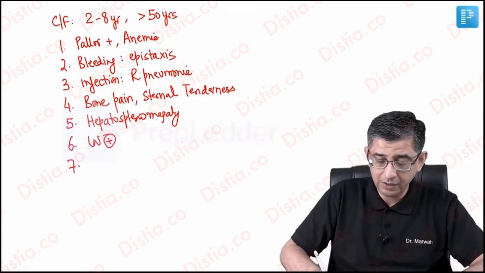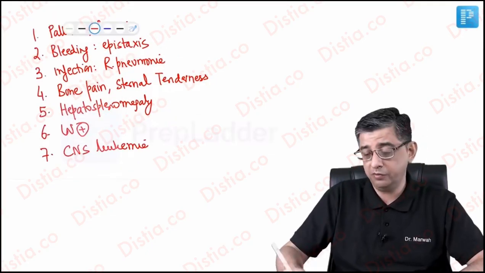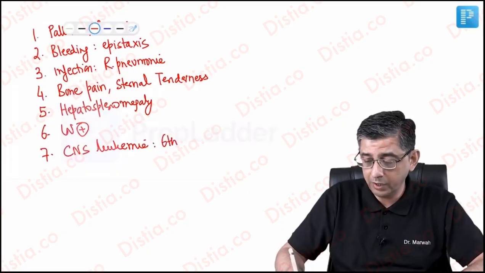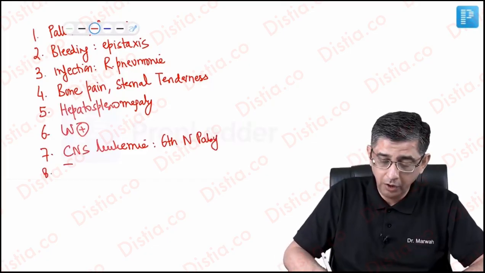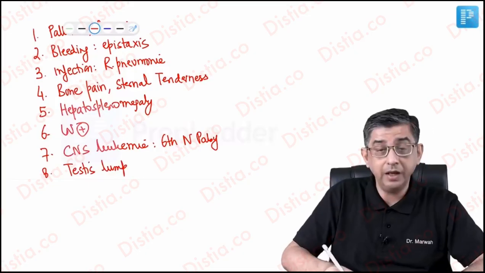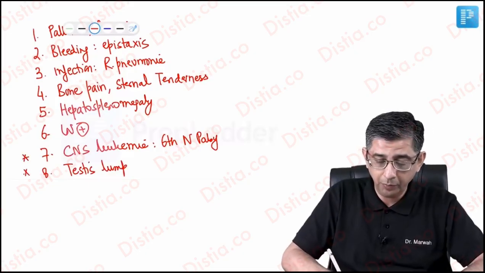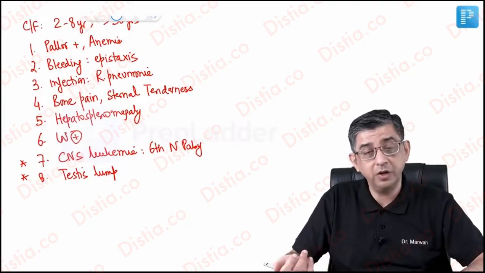child. I've already sensitized you to the fact that these patients can have the tumor crossing the blood-brain barrier, and CNS leukemia features could occur. That could be in the form of raised ICP, multiple episodes of vomiting, and even a sixth nerve palsy. Testicular lump or testicular mass can also be described. Features number 7 and 8 definitely help you pick up this disease, along with the standard features mentioned from point number 1 onwards.